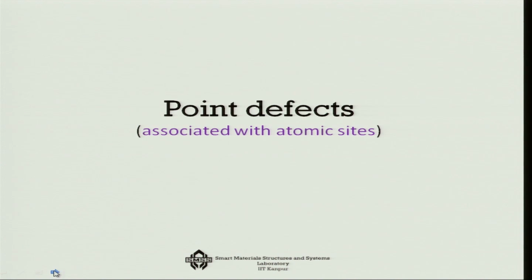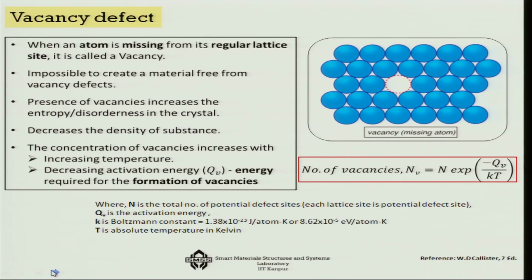Now, this is associated with the atomic sites inside a crystal structure, and it may not be very regular in nature. It may be irregular in the sense that in a regular lattice it may not be periodic. At different points you may suddenly see that one atom is missing from the regular lattice site. If this happens, then this is called the vacancy. This is something that is very real in this system. It is impossible to create a material which will be free from the vacancy defect.